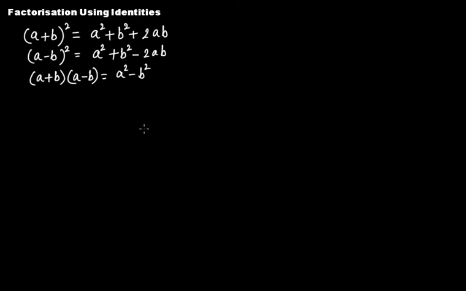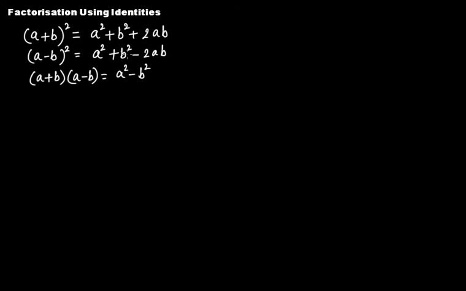And now it's time to discuss factorization using identities. So we have three identities that we discussed earlier. And the three identities are: (a plus b) whole squared is equal to a squared plus b squared plus 2ab. Then (a minus b) whole squared is equal to a squared plus b squared minus 2ab, and (a plus b) multiplied by (a minus b) is equal to a squared minus b squared. These are the three standard identities that we have discussed earlier.